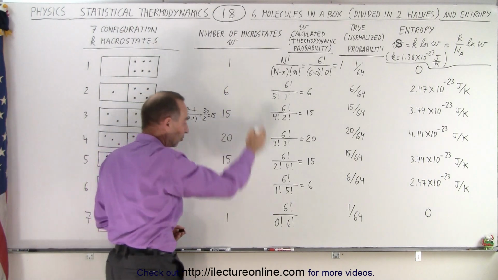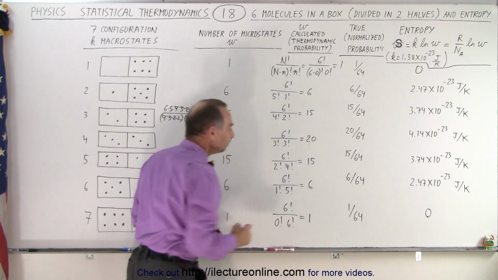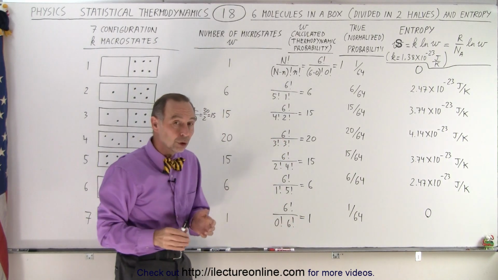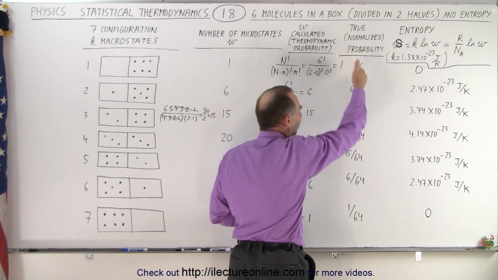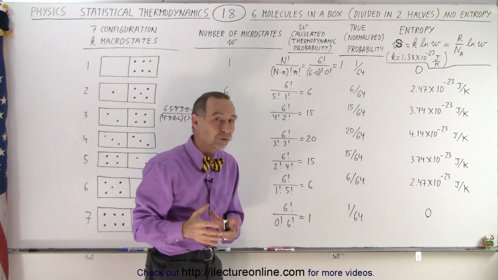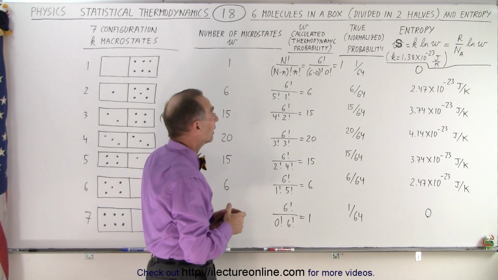So we did that for all 6. So this again is equal to 1. And then we have what we call the true or normalized probability. We have a total of 64 different microstates that we can have.